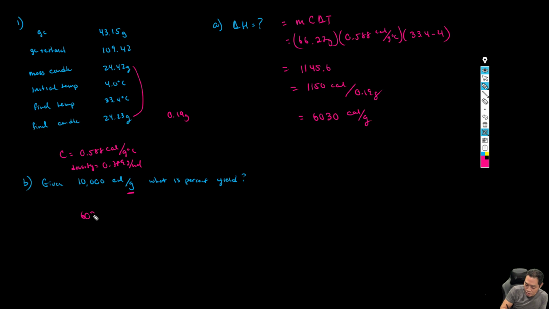And we're going to see how it does with the given. So 6,030 divided by 10,000 will give us 0.6030, so about 60% yield. Okay, so we started off with 3 sig figs, so technically 60.3%. So that's the percent yield that we have. And I believe that finishes number 1.